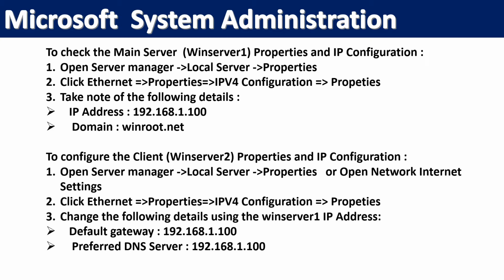Then we need to configure our client computer, wherein we also have to set up the IPv4 Ethernet properties, the IPv4 configuration properties, and replace the default gateway and the preferred DNS server with the IP address of our main server.